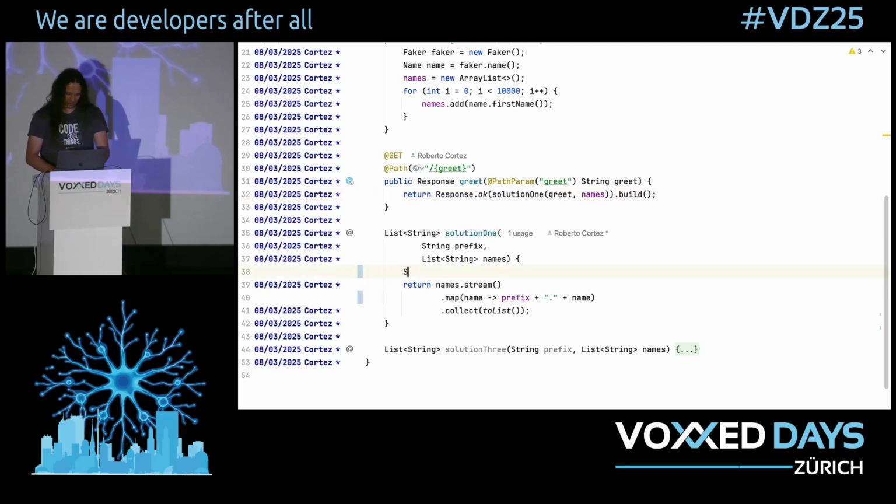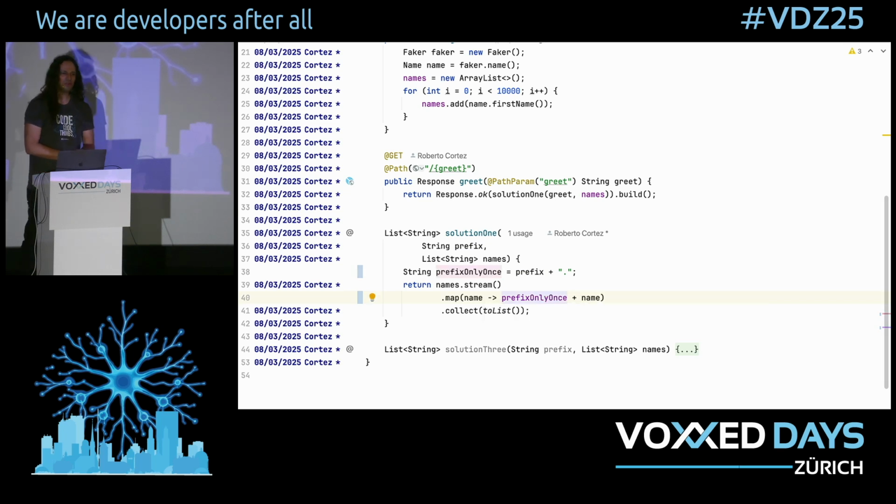Okay, so let's say it's the string. You'll say it like this: prefix only once, right? And you say prefix, and you do it like that, right? And now instead of appending prefix dot, you'll just say only once, right? That seems like a very interesting optimization, right?